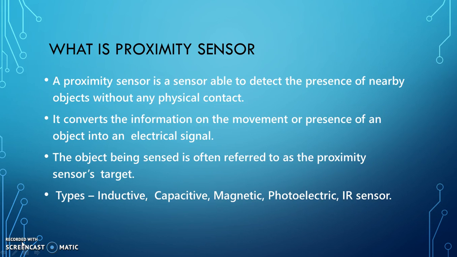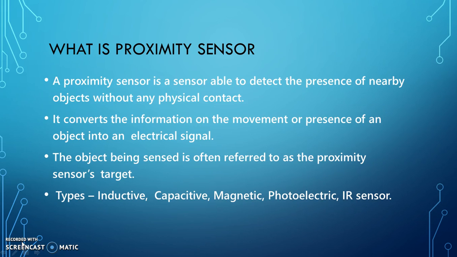First of all, let us see what is a proximity sensor. A proximity sensor is a sensor able to detect the presence of nearby objects without any physical contact. When anything comes in the range of the proximity sensor, it flashes out an infrared beam and monitors reflections. When the sensor senses reflections, it confirms that there is an object nearby. It converts the information on the movement or presence of an object into an electrical signal. The object being sensed is often referred to as the proximity sensor's target.